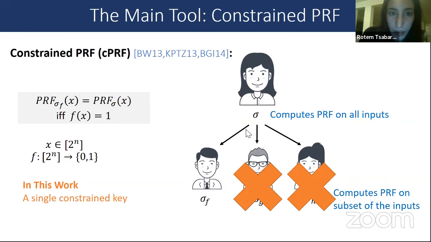There is a question. If I understand correctly, unlike the IBE case, here the PRF is used even in the construction. Am I right? Yes, you're right.